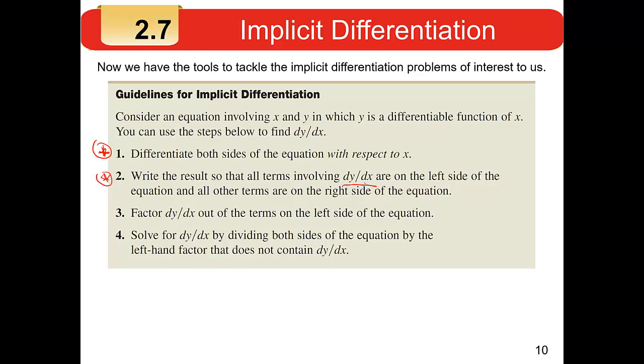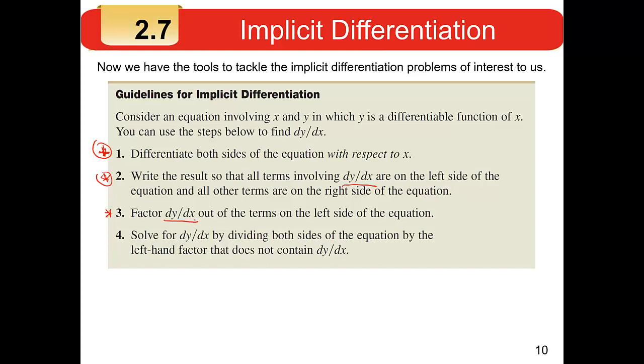Leave those on one side, and any terms that don't have a y prime or a dy over dx in it get moved to the other side. So you want to segregate your dy over dx's from your terms that don't have that. And once you get that done, you'll be able to factor the dy over dx out.